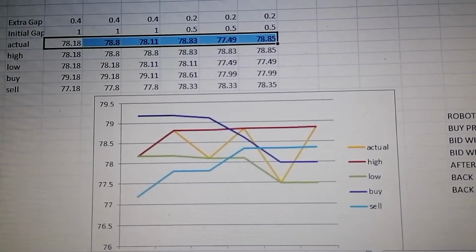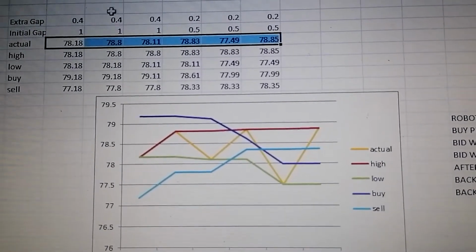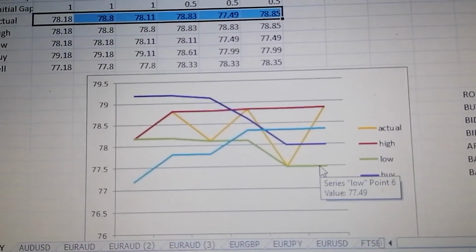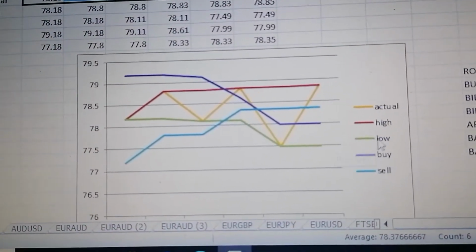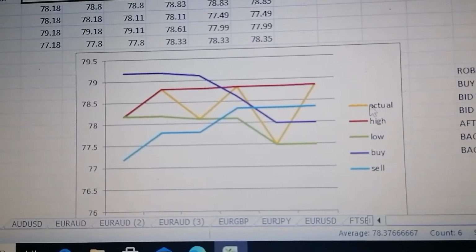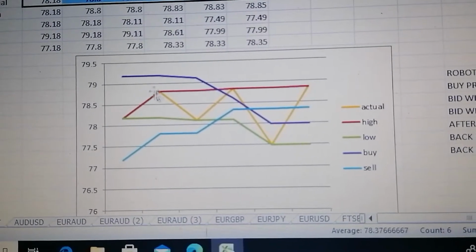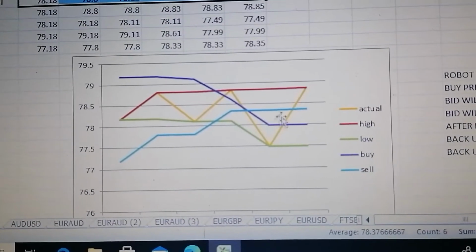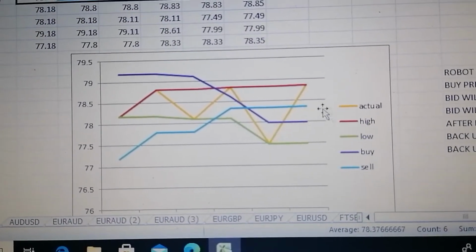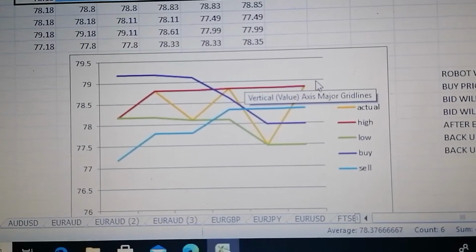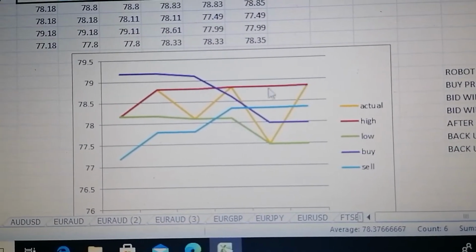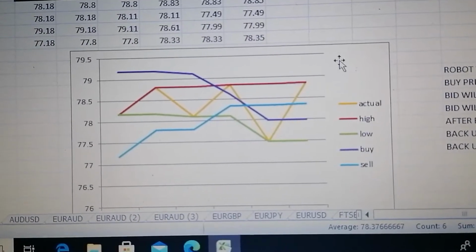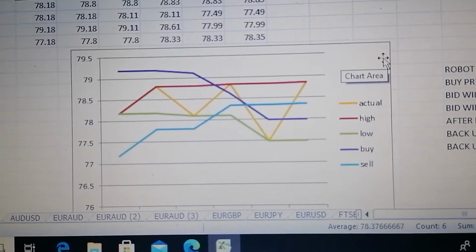So automatically, you see, it has inputted all the data there. So that is what this picture is showing me. You can see here we have the actual. The yellow line shows the actual movement of the market. The high means the highest position as the trend is moving. So far, as of now, this is the highest price. The highest price can still move higher in the course of the month.